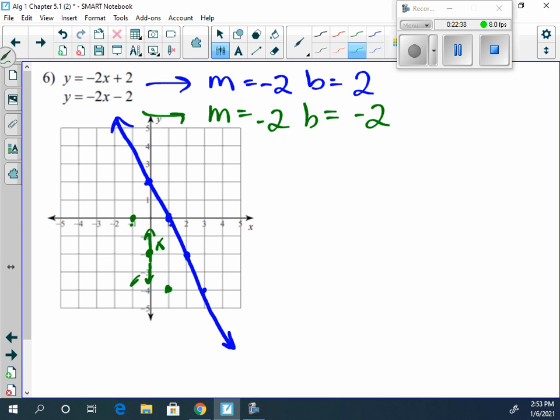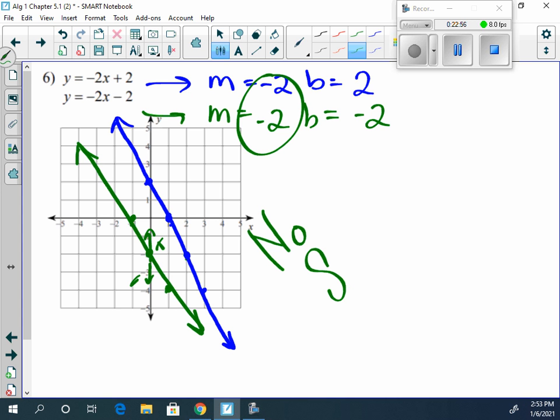Wait a minute, did those cross? Would these ever cross? Mm-mm. They're parallel, because if the slopes are the same, the lines are parallel. So this here would be a no solution. It is a no solution. Because if the slopes are the same, they will never cross.